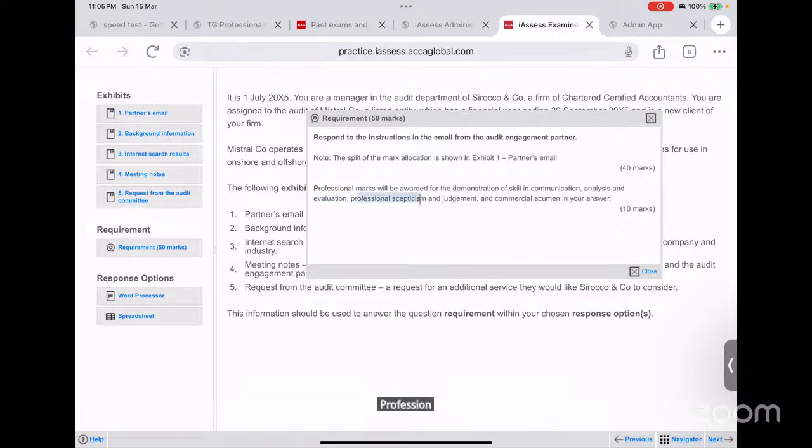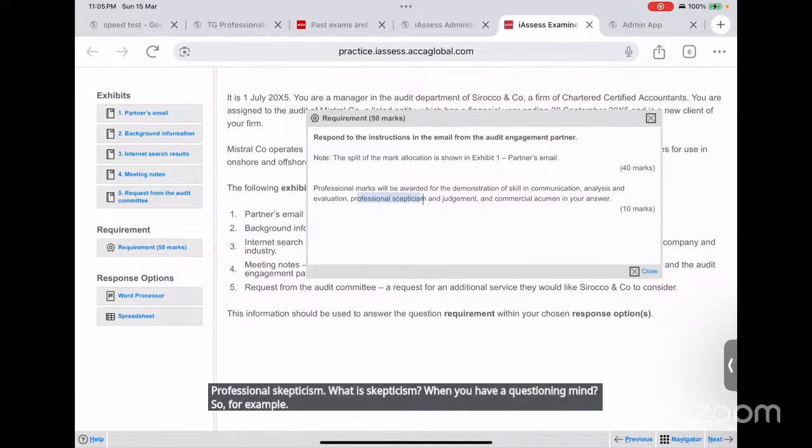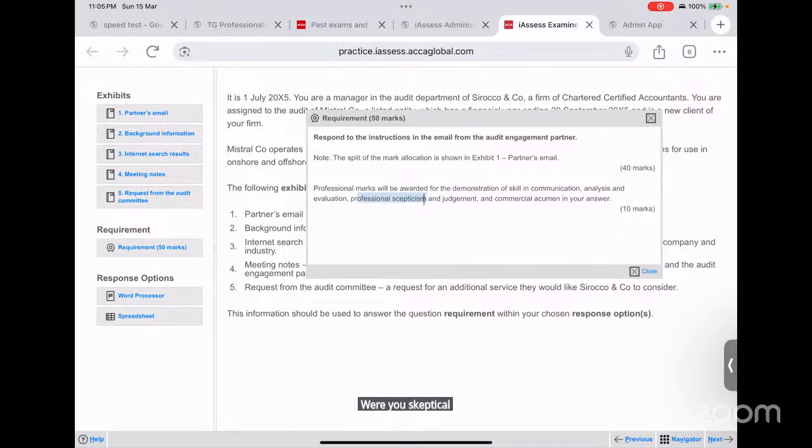Professional skepticism. What is skepticism? When you have a questioning mind. So, for example, in the case study, there was something related to fraud. The management was doing a fraud. That was not clearly given in the question, but there was a hint to it. Did you pick up that hint? Were you skeptical? Were you working like an investigator?